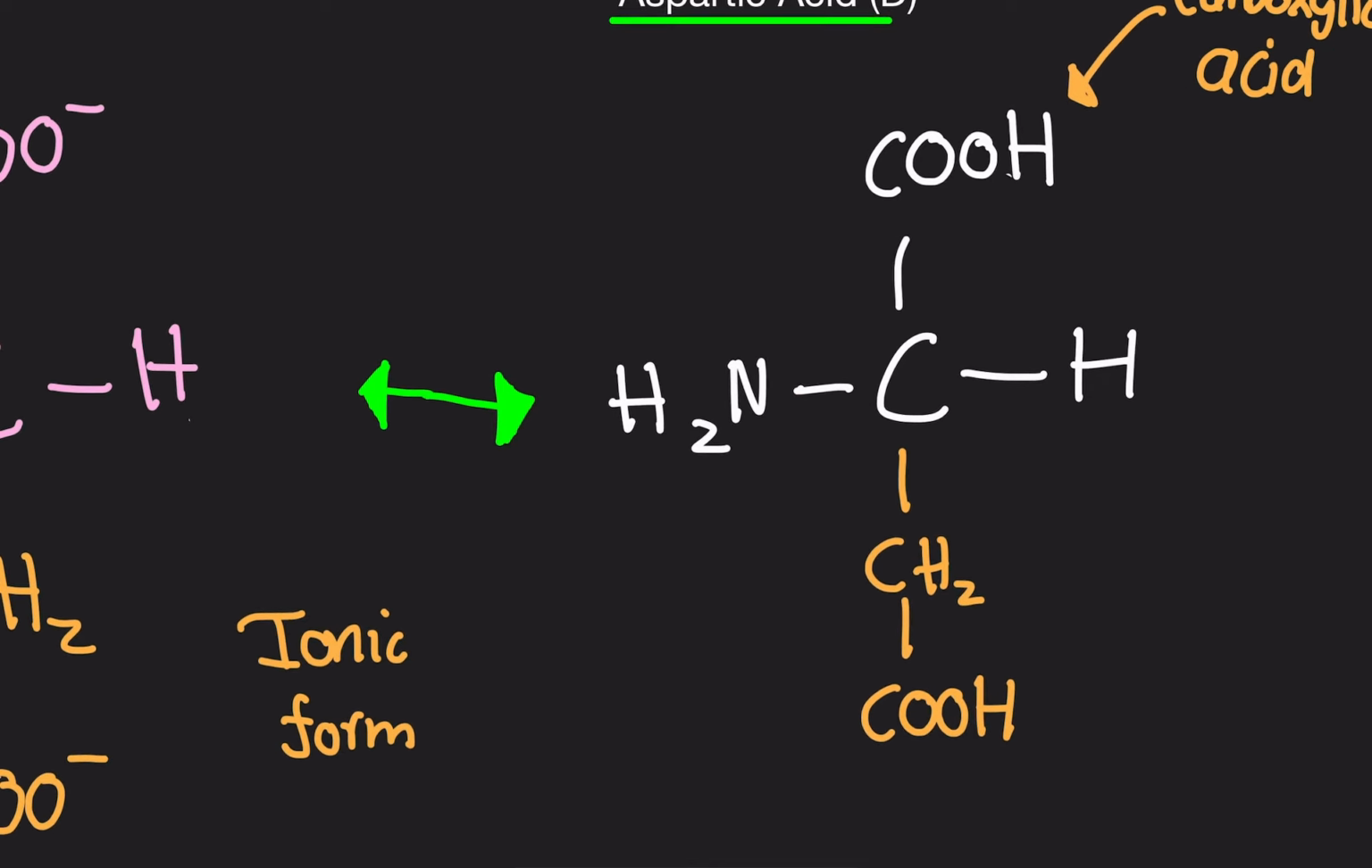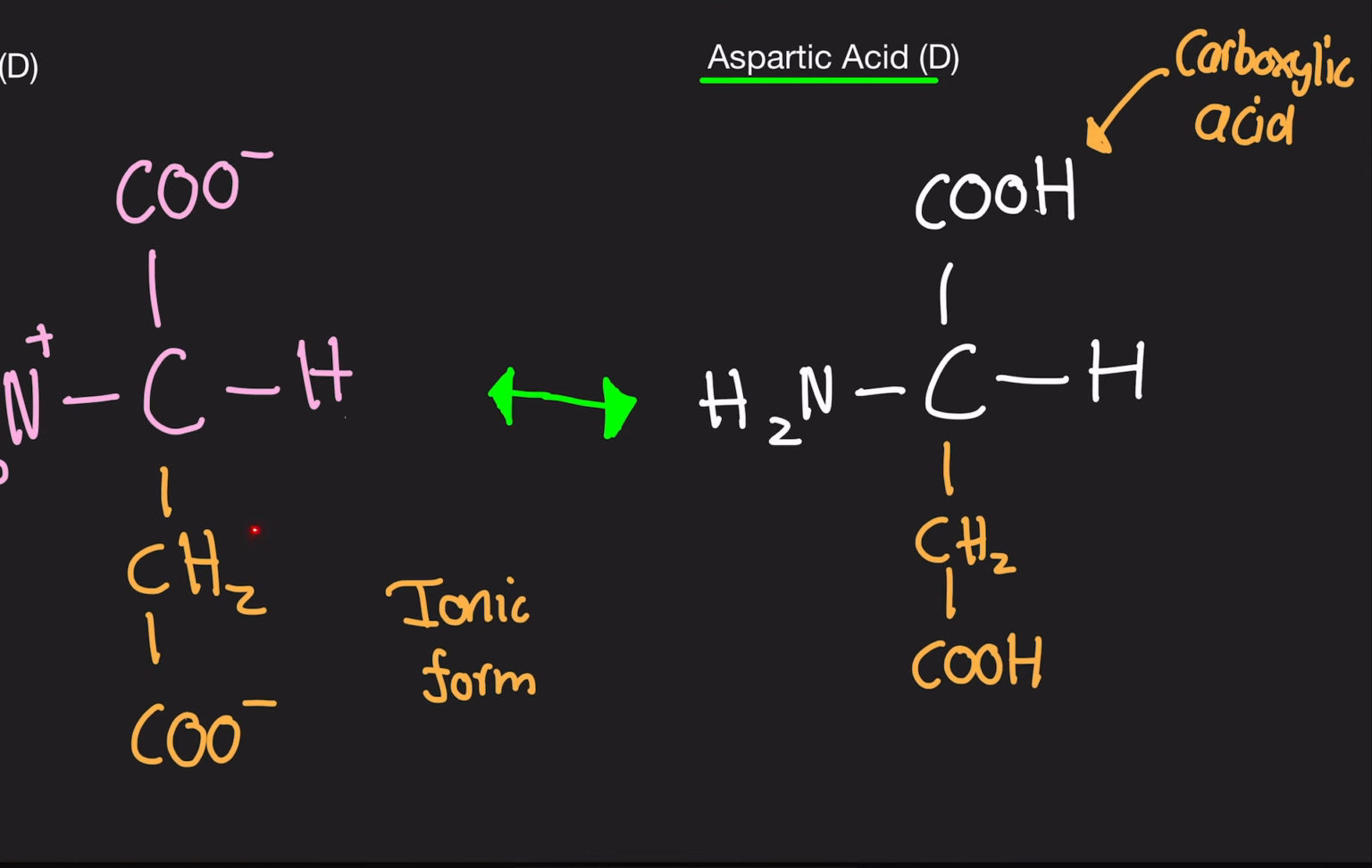The R group is half of it the same. So you got a CH2, which stays the same. So we had a CH2 here and we have a CH2 here. That's the same. Now our carboxyl group is now a carboxylic acid. That's the difference. That's it. That's aspartic acid.